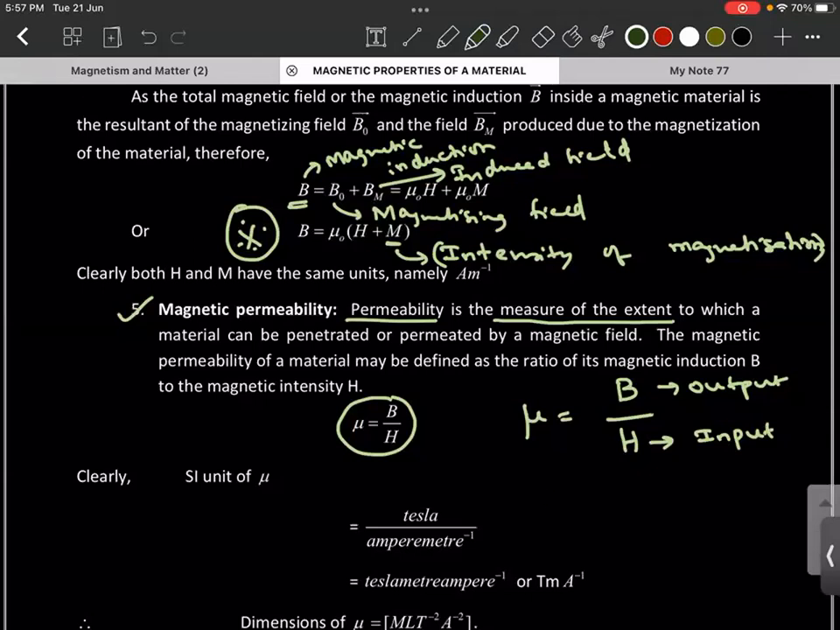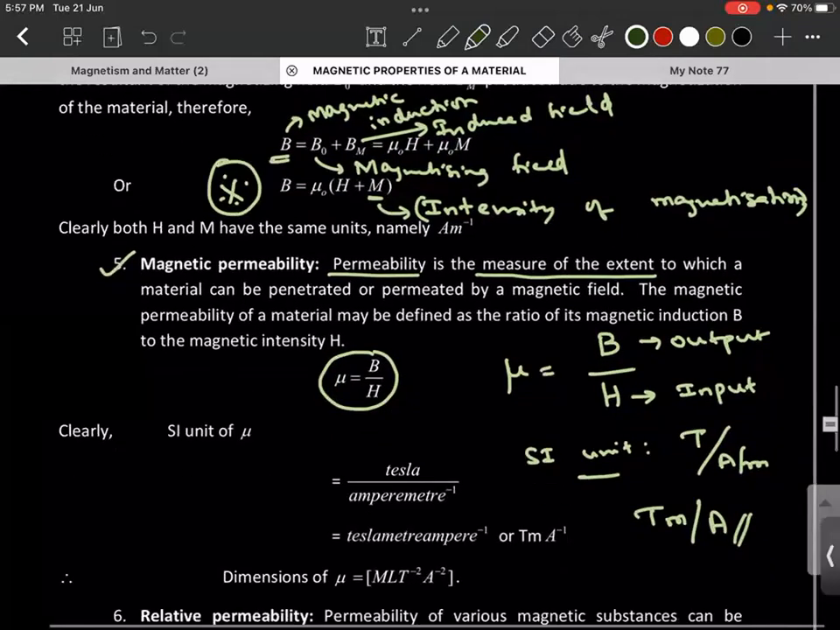Now what will be the SI unit for it? Tesla per ampere per meter, or Tesla meter per ampere.